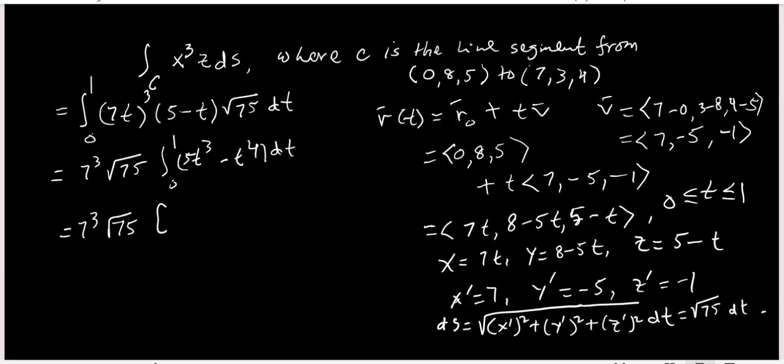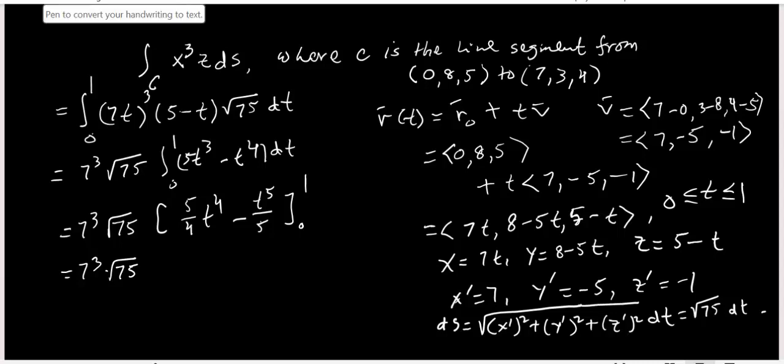So you get 7 cubed times the square root of 75. Then the integral of this is giving me 5 over 4 t to the 4 minus t to the 5 over 5, and our limit is 0 to 1. Now plug all these limits here. Keep this constant in front. When you plug t equals 1, you get 5 over 4, and then minus 1 over 5. Now simplify this.